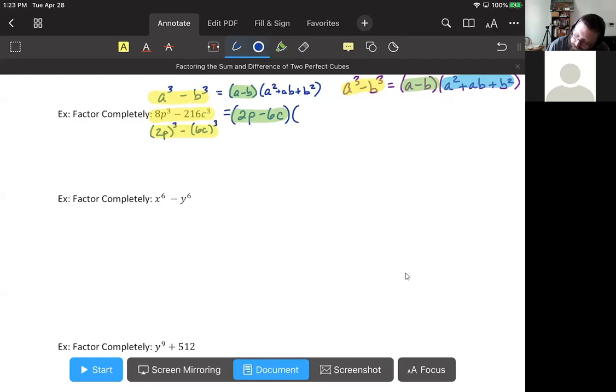Times a squared, which would be 2p times 2p, or 4p squared, plus a times b, which would be 12pc, because it's 2p times 6c, plus b squared, 6c times 6c, which would be 36c squared.